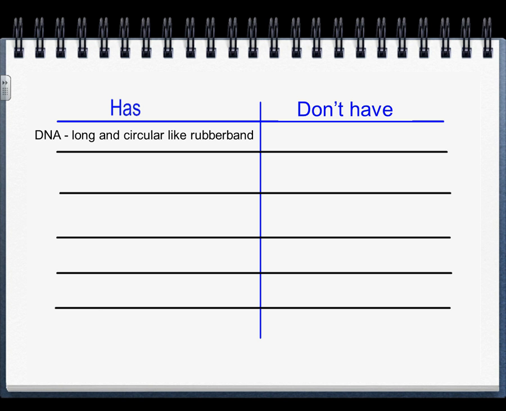So, some very important information about a prokaryotic cell. It does have DNA. The DNA for a prokaryotic cell is long and circular, kind of looks like a rubber band all scrunched up, or a bunch of rubber bands all scrunched up. So although it does not have a nucleus, it does have DNA, so no nucleus. It does not have any membrane-covered organelles. What do I mean when I say that? Doesn't have what? What are they? What are some?